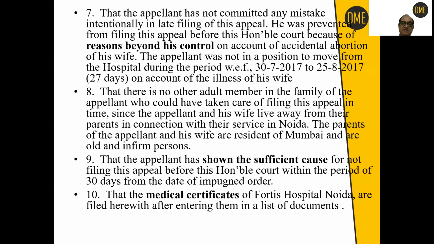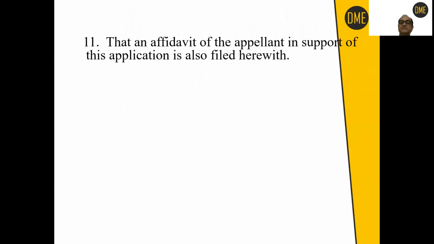So para 10 says that the medical certificates of Fortis Hospital, Noida are filed herewith after entering them in a list of documents. You know, whenever a document is to be filed in the court, all the documents are to be entered in a list of documents to be prepared. So the appellant here is also filing medical certificates of his wife issued by Fortis Hospital, Noida to substantiate his sufficient cause for not filing the appeal in time.